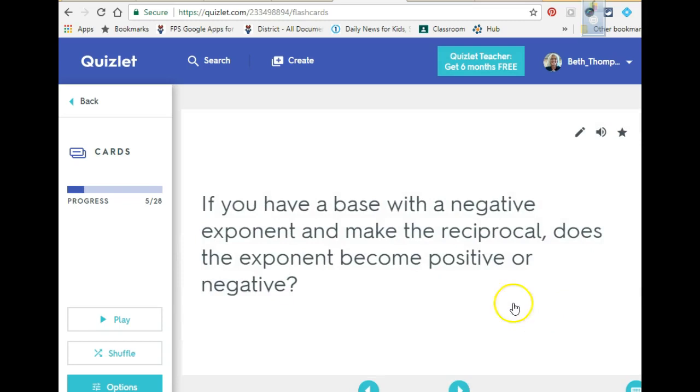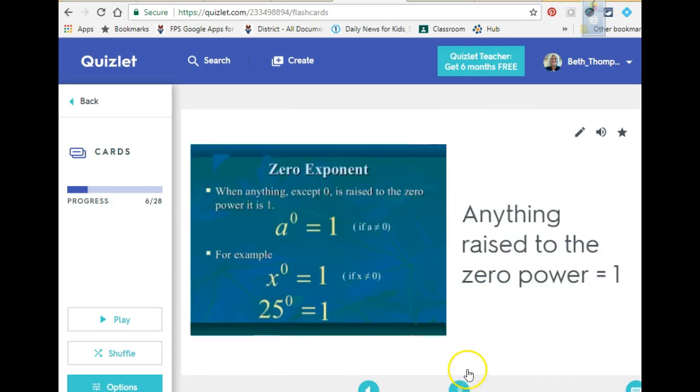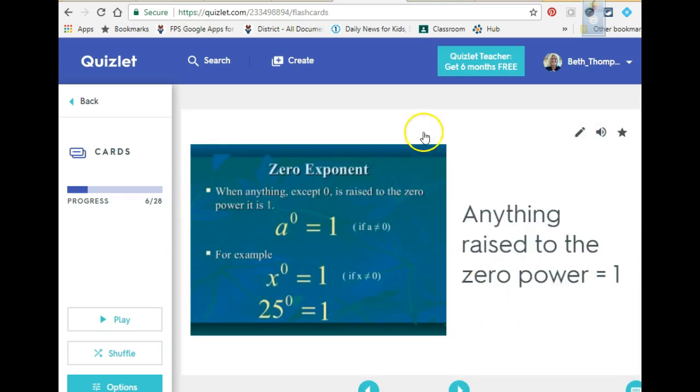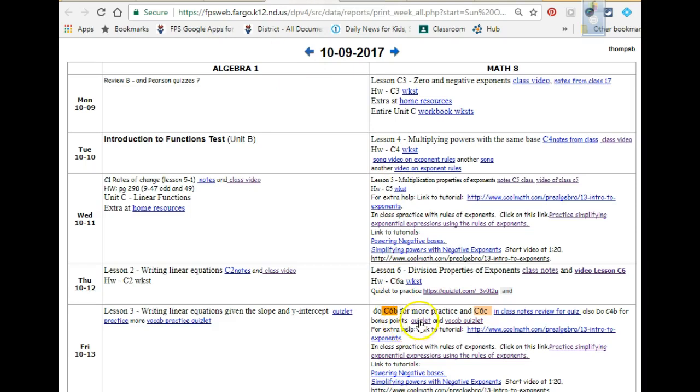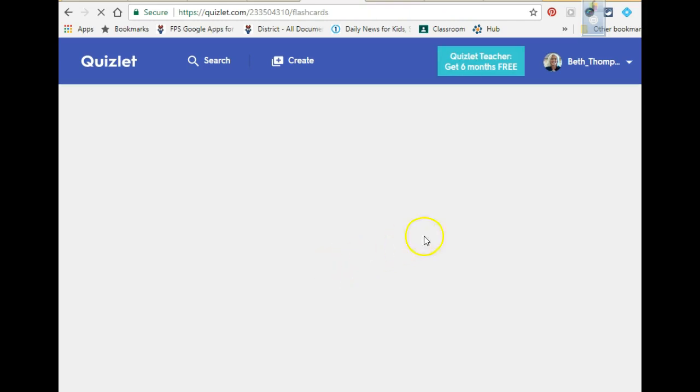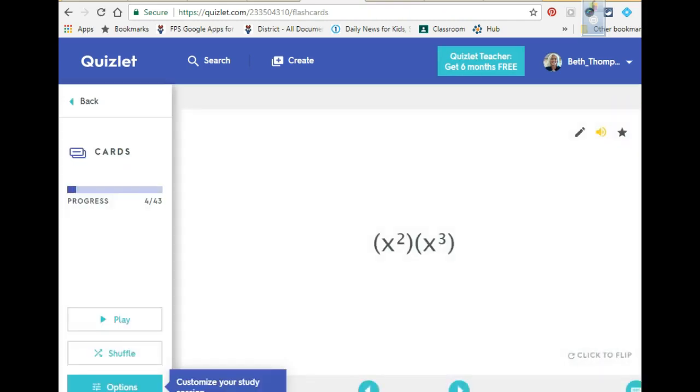So what's positive? If you have a base with a negative exponent, you make the reciprocal. Does the exponent become positive? So take a look at some of the questions that I put up there. Anything to the 0 is 1. So this Quizlet, I would say, is a really good one. There's another Quizlet that I attached that's more practice questions. So you're getting ready for the quiz. And I know some of you will like to play all the different games, but before you go through and do the game, my suggestion is take a look at what the problems are. We're not going to have it say it for each of those, but I want you to take a look at that.